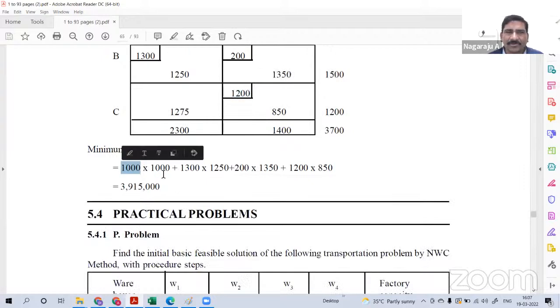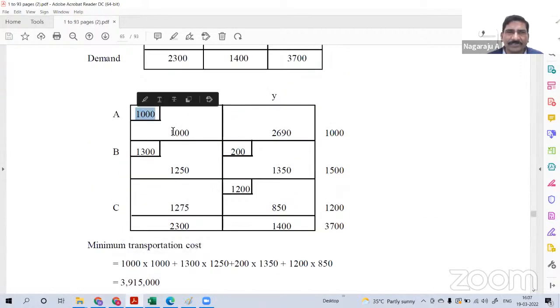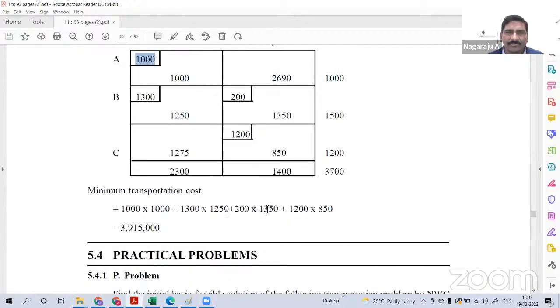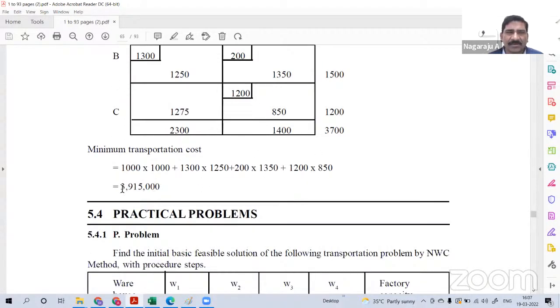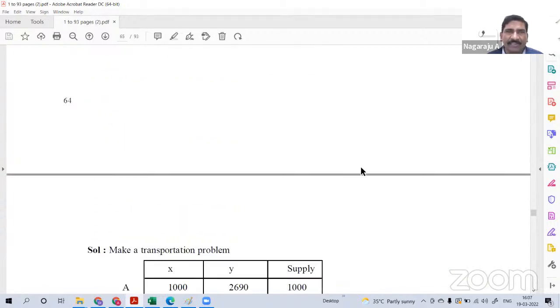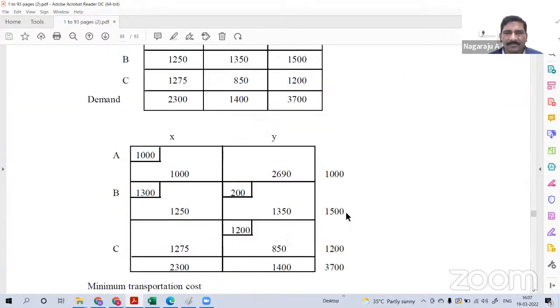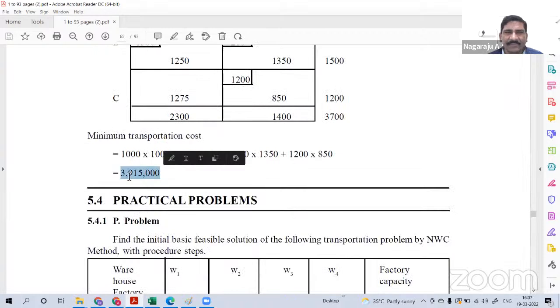It is 1,000 into 1,000. Then 1,300 into 1,250, then 200 into 1,350, and 1,200 into 1,850. This is the total cost. After getting this total cost, it is mentioned that the cost is 8 rupees, so we will multiply by 8 rupees. That is called our required solution of the transportation problem.